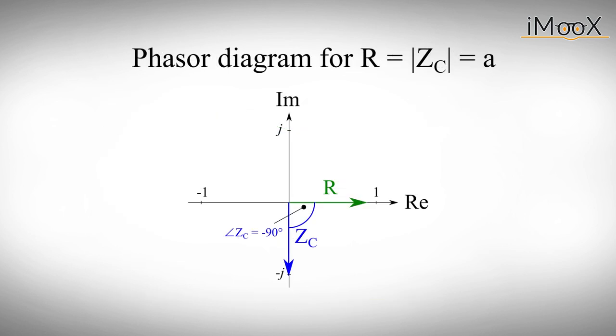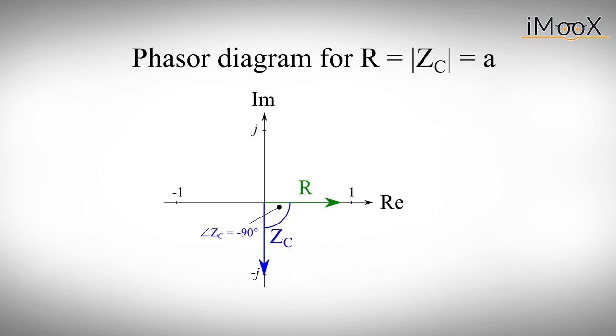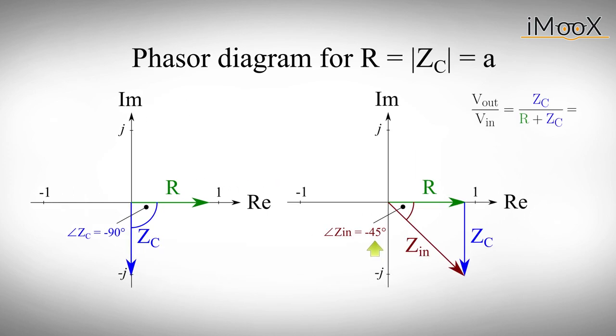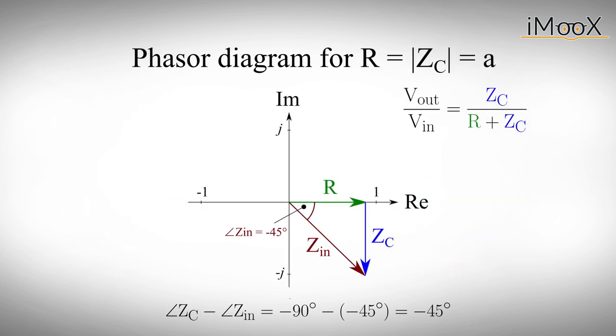Let's assume a signal frequency where the impedance of our resistor and our capacitor are exactly the same. This will lead to an angle of minus 45 degrees for Zin. If we want to calculate the angle of Vout over Vin, we have to do the following subtraction. The angle of Zc minus the angle of Zin is minus 90 degrees minus minus 45 degrees, which is equal to minus 45 degrees. This point of the plot is very special because it is exactly where our corner frequency Fc is defined.